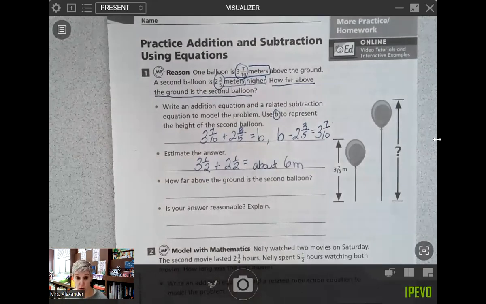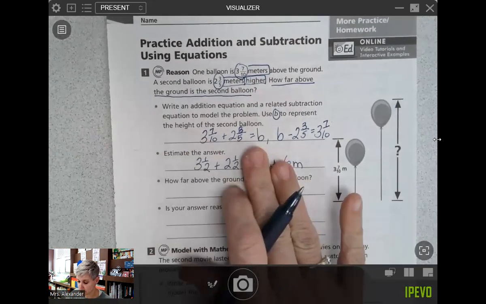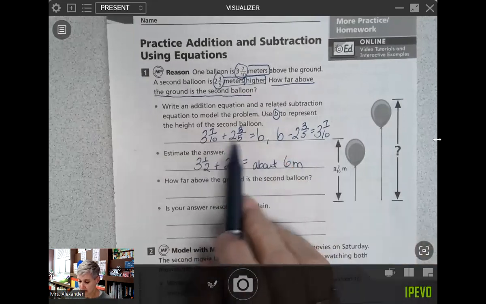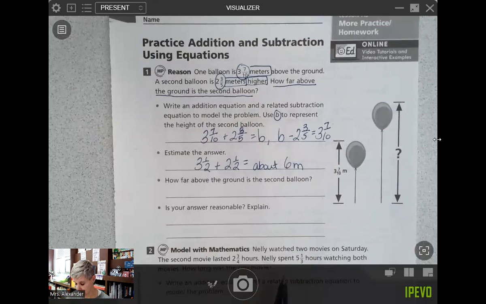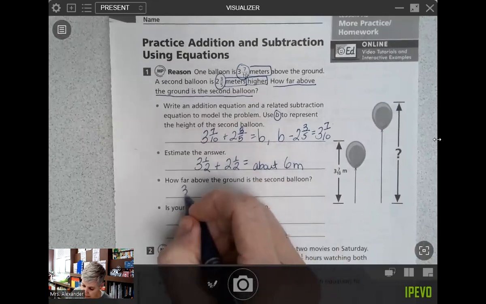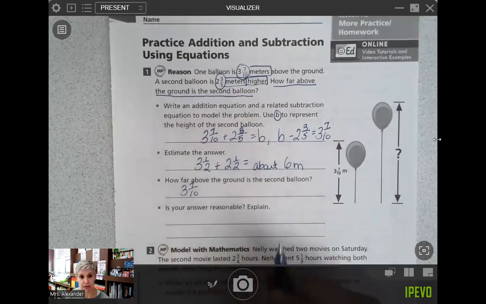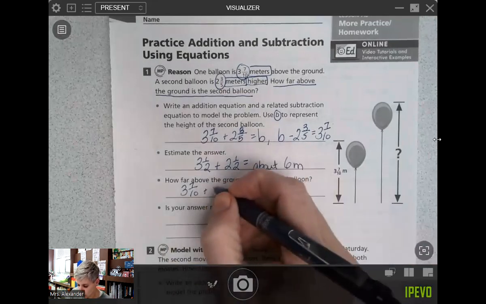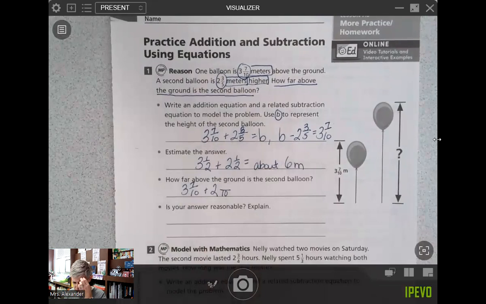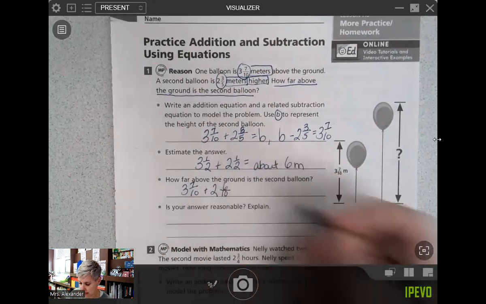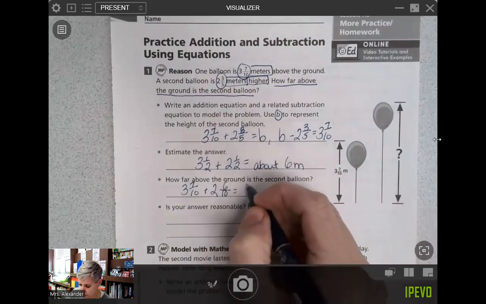Let's do the real work. Let's use our original equation. We have tenths and fifths, so our common denominator can be 10. 3 7/10 is going to remain the same. I'm going to rename 2 3/5. That would be 2 and how many tenths? 2 6/10.